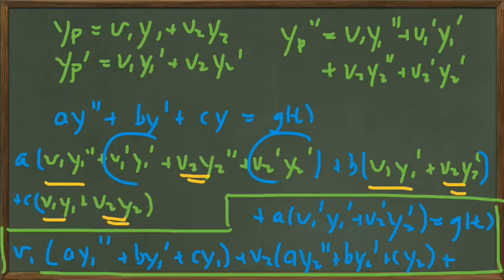So we have all this, and we can simplify this because since y1 is a solution of the homogeneous equation, that means this in parentheses here equals 0. So that whole term is 0, and since y2 is a solution of the homogeneous equation, that in parentheses there equals 0.